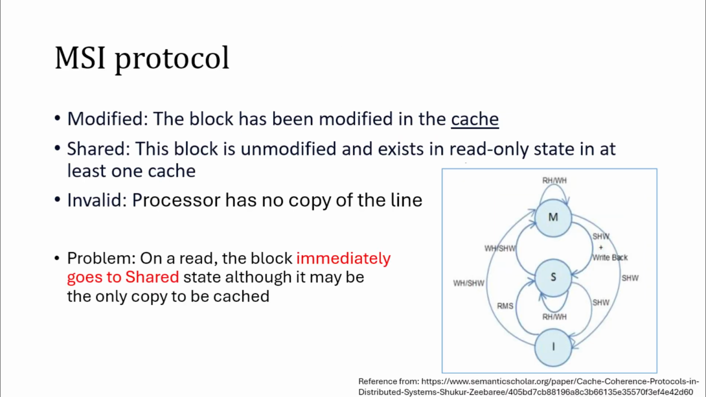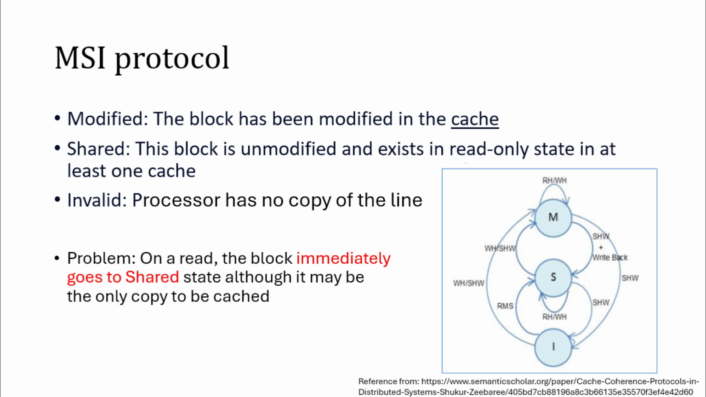And then is the MSI protocol. The M represents modified. It means the block has been modified in the cache. And the S letter represents shared. It means this block is unmodified and exists in read-only state in at least one cache. And the I represents invalid. It means the processor has no copy of the line. So we can see the picture. We can see there's a problem, because on a read, the block will immediately go to shared state, although theirs might be the only copy cached.